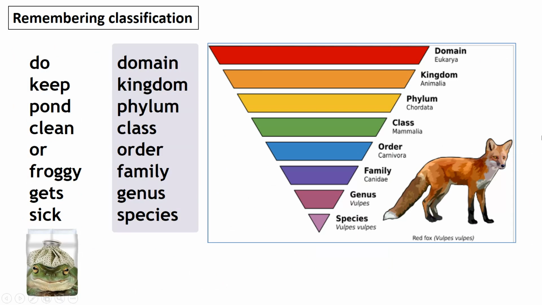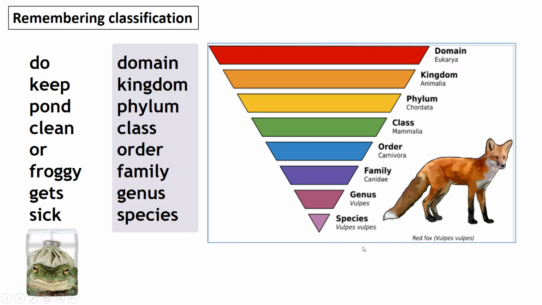So here we can see is the fox. The domain of the fox is Eukaryota. The kingdom it's within is Animalia. It's in the phylum Chordata, the class Mammalia, the order Carnivora, the family Canidae, the genus Vulpes. So the species name is actually vulpes. So the red fox, as we would know it, has a Latin name of Vulpes vulpes as its binomial name.